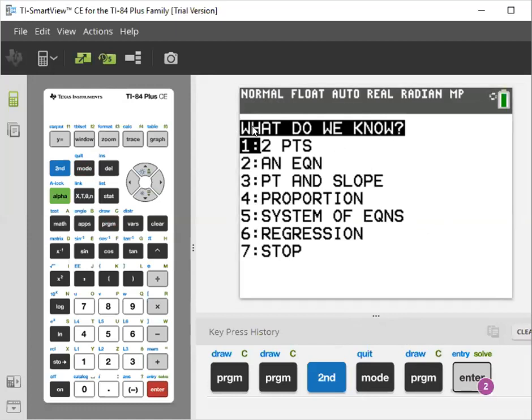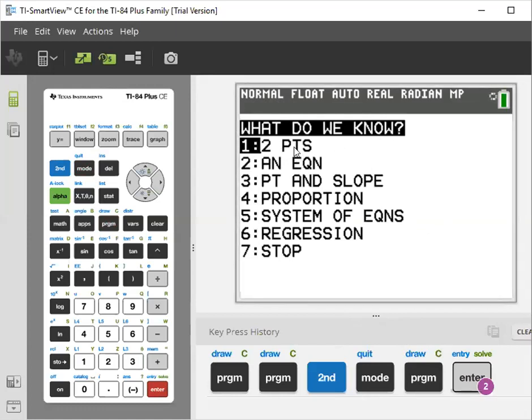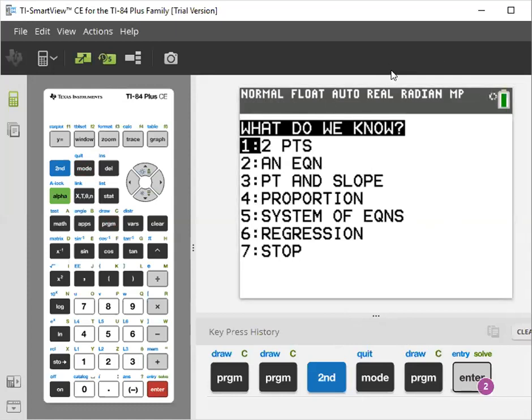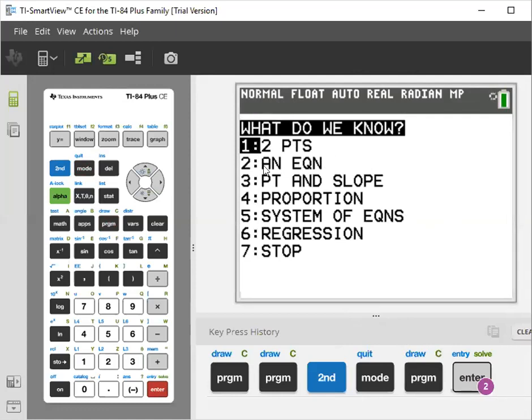It gives you a bunch of different options. Let me go through these really quickly. I have a video already, and I will include the link for that other video so that you can watch basically how you would use all of the features. I want to focus on number 5 because that's the feature that I've added, system of equations.